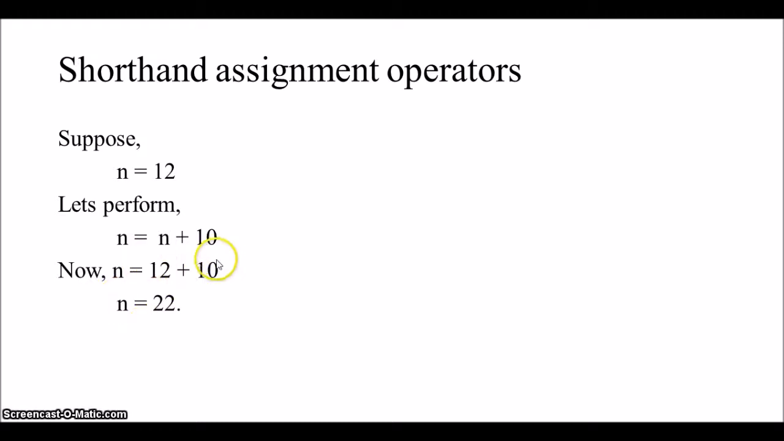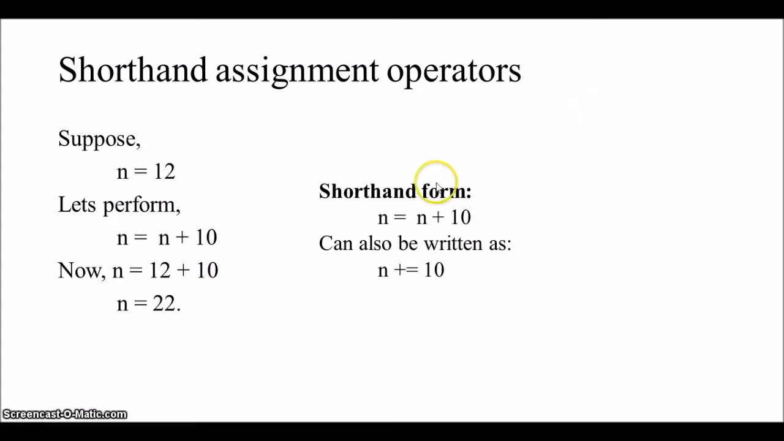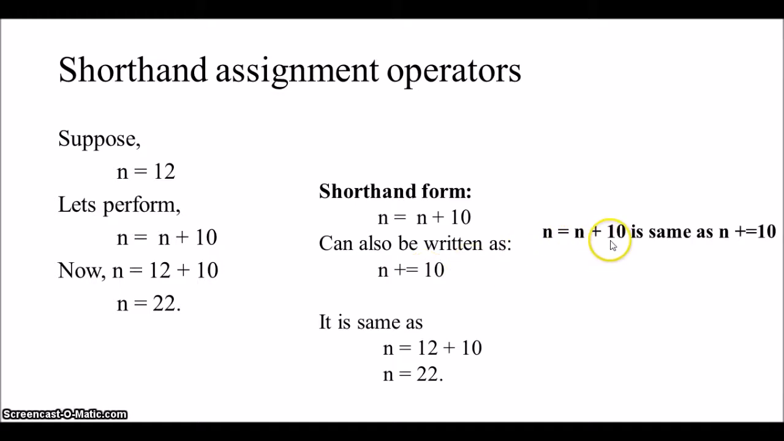You can also perform this in a shorthand manner. n = n + 10 can also be written as n += 10. This is the shorthand form for n = n + 10, and it performs the same thing. The only difference is that instead of writing n = n + 10, you write it in the shorthand form n += 10. Both will give you the same results.